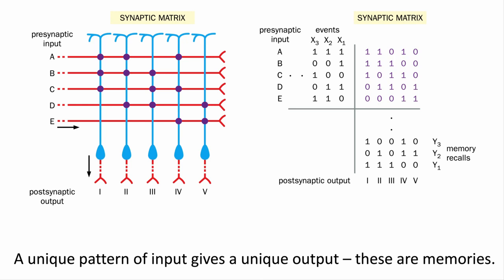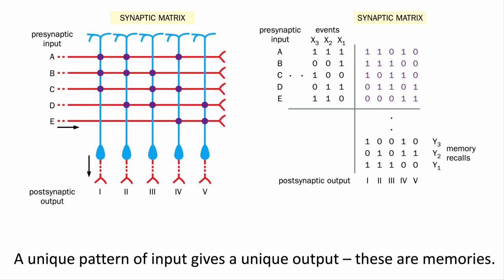Now, on the right-hand side, there's a bit of math. I'm going to walk you through this and see what happens. So the X1, X2, and X3 are different patterns of neural input. A 1 just signifies that the neuron is activated and firing. So for X1, neurons A, B are firing, C is not, D is, and E isn't.